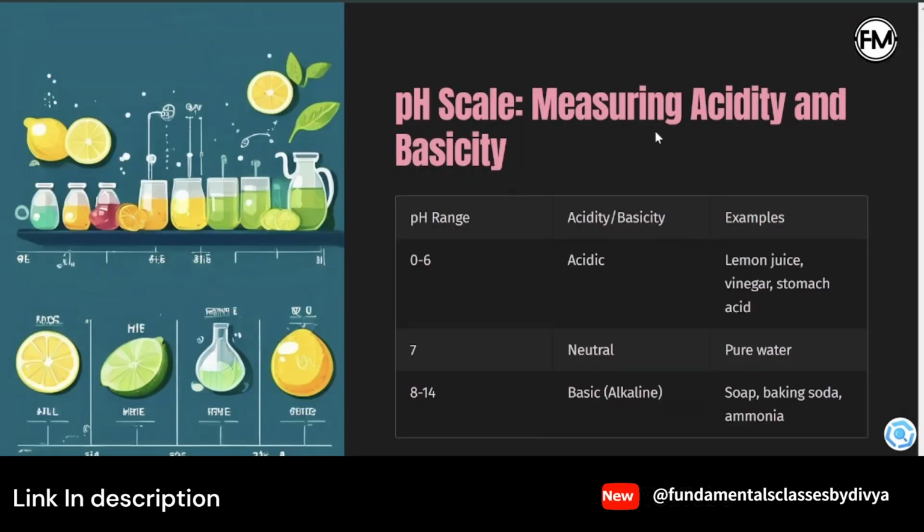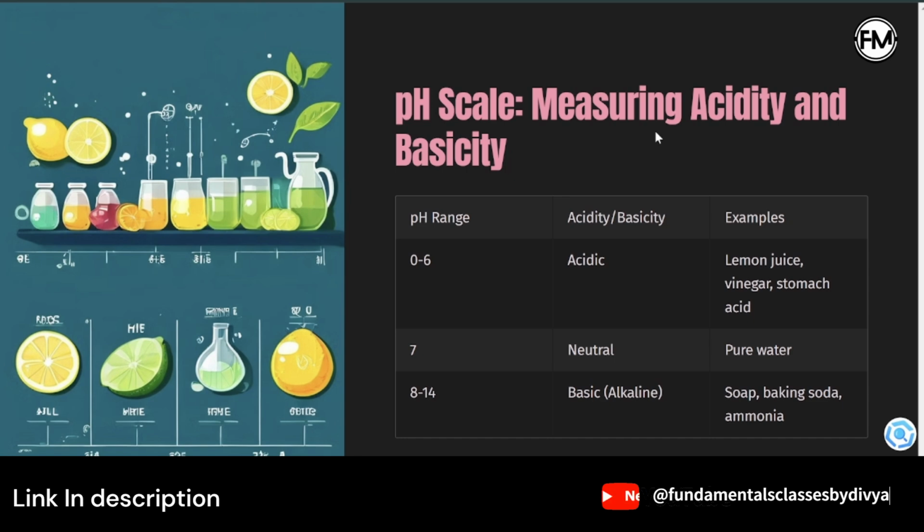So the pH scale measures acidity and basicity. As I told you, if the pH range is from 0 to 6, the nature of the substance will be acidic. Examples are lemon juice, vinegar, stomach acid. Stomach acid we can call gastric acid, or HCl, or hydrochloric acid. These are the different names, right? In our stomach we have HCl, hydrochloric acid. So these all are acids, right?